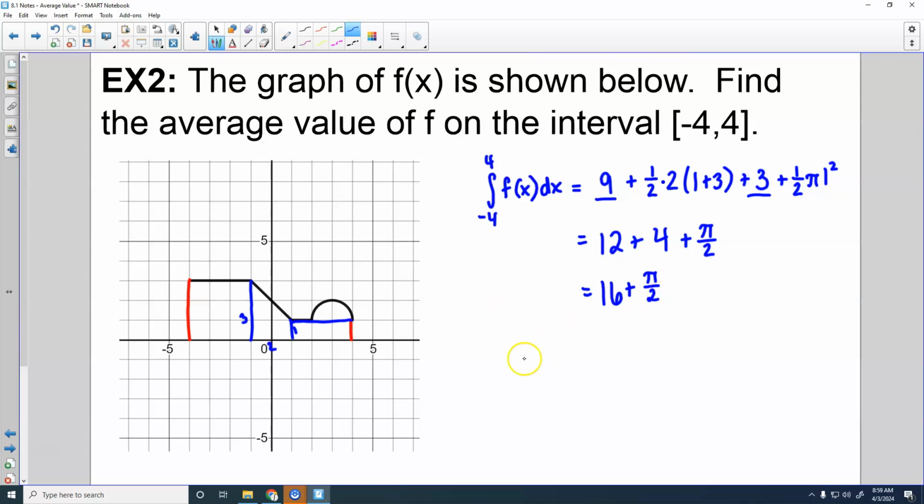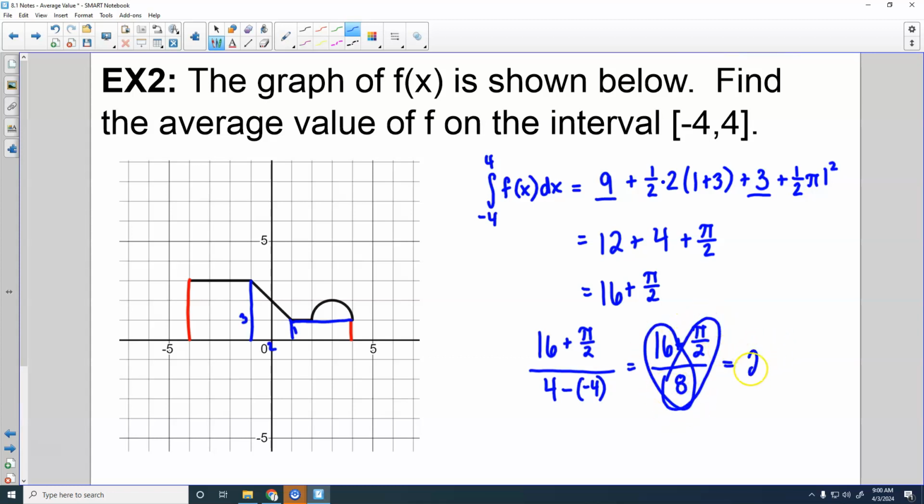So what we need to do is take that value that we just found, 16 plus pi over 2, and divide it by the length of the interval, right? What's the length of our interval here? It is 8 in this case. And I'm going to do 4 minus -4, because we're going to see something like that in a second. You wouldn't necessarily have to show that. So that would be divided by 8. They might just leave it like that.